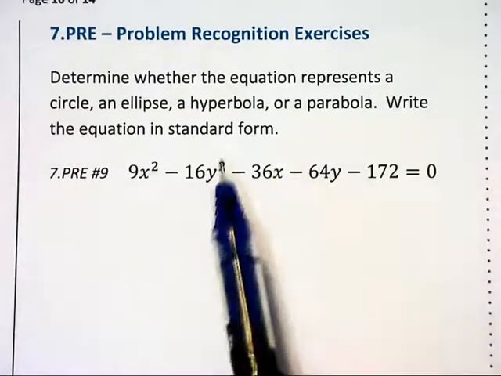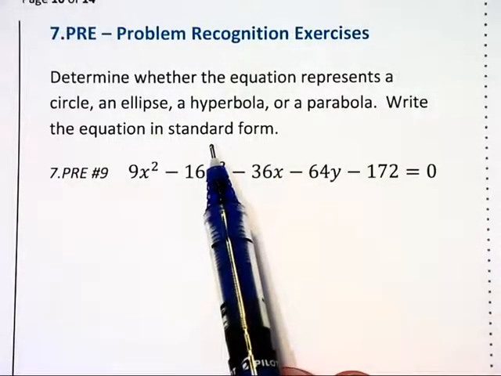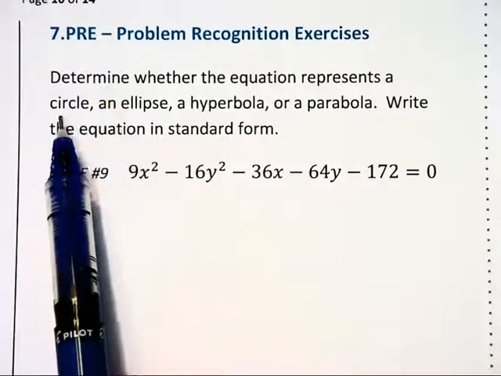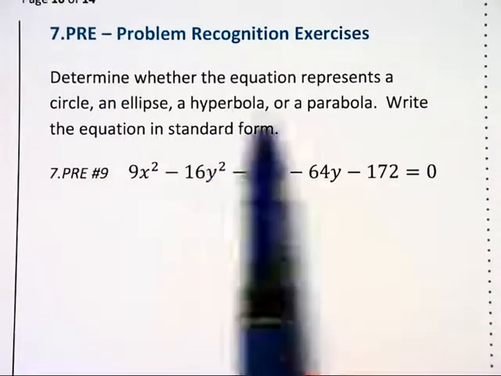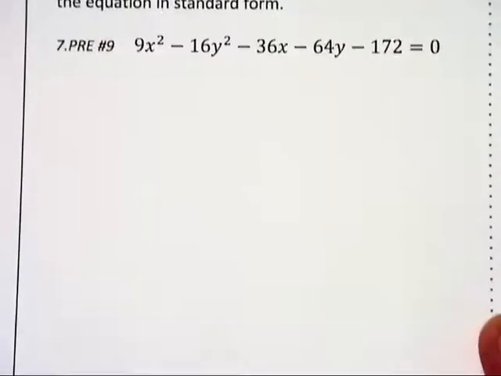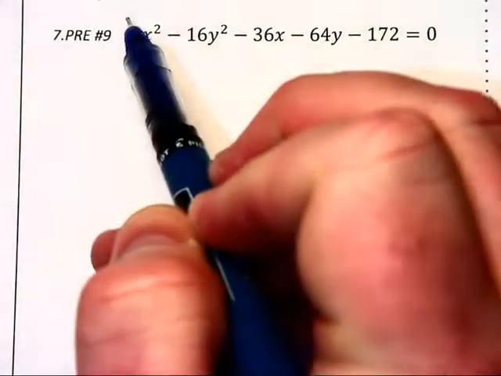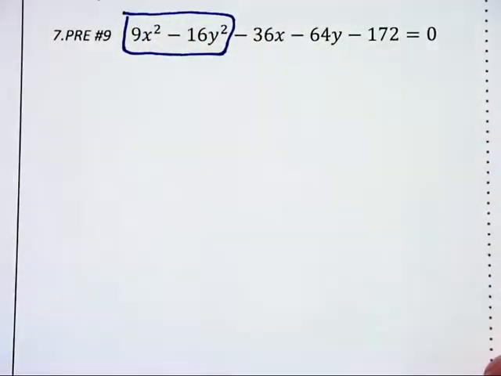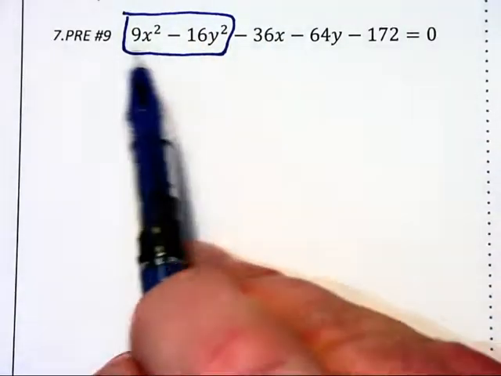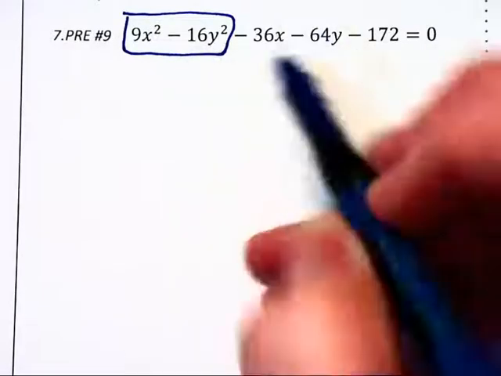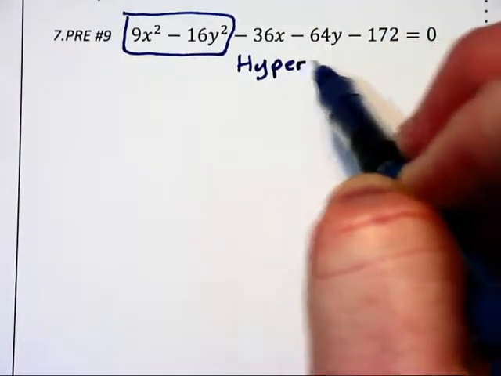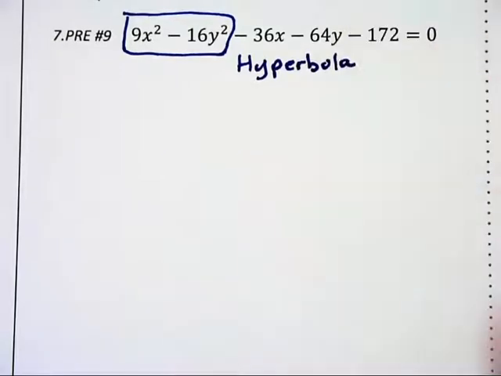In this section, in addition to putting the equations in standard form, we need to determine whether we are dealing with a circle, ellipse, hyperbola, or parabola. In this first equation, the first two terms give our answer away. We have a minus sign between the x squared and the y squared, and that tells us automatically we're dealing with a hyperbola. Now, let's put this into standard form.